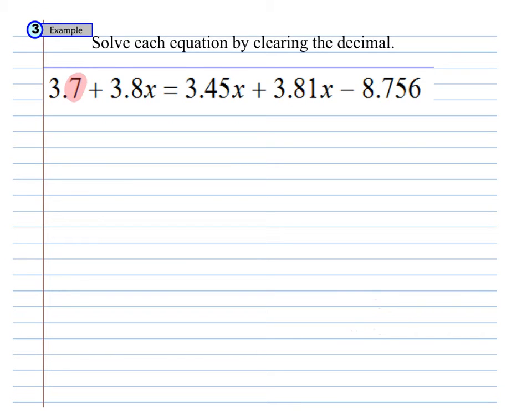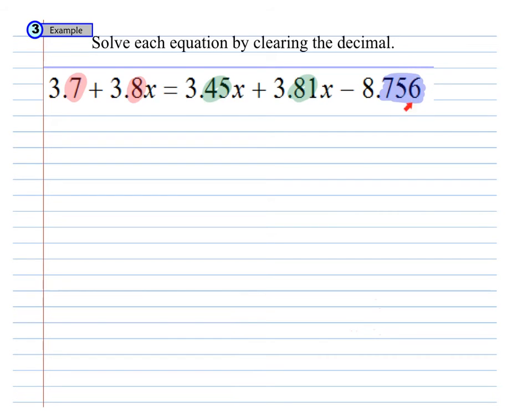The 7 is in the tens place. The 8 is in the tens place. Then we have this 0.45 is in the hundredths place. The 0.81 is in the hundredths place. And lastly, we have the 0.756 is in the thousandths place. So this is in the thousandths place.